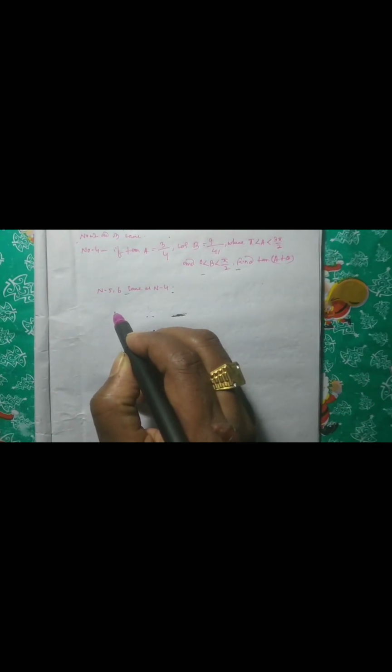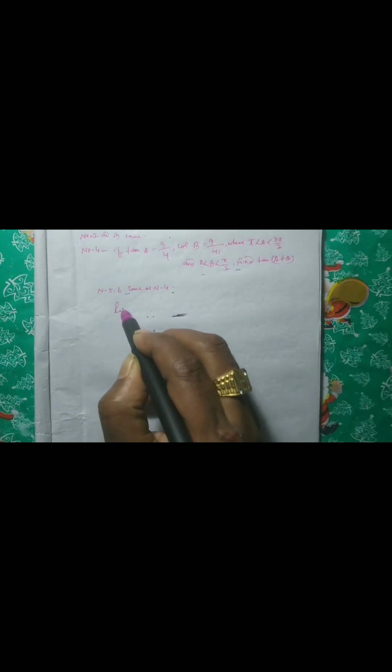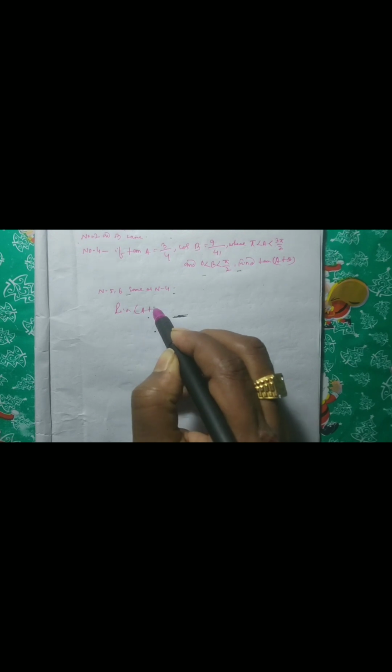Now we will go to question number 1. The question is given here: if sin A is 4 by 5 and cos B is 5 by 13, how will you find sin(A+B)? The question asks us to find sin(A+B).